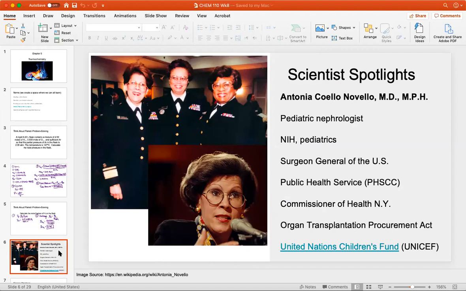One of the things that she's recognized for contributing to is the Organ Transplantation Procurement Act. She's also done significant work with the United Nations Children's Fund. She's a great example of a physician and someone who, after pursuing her master's in public health, really made a significant difference in the health and well-being of women and children.